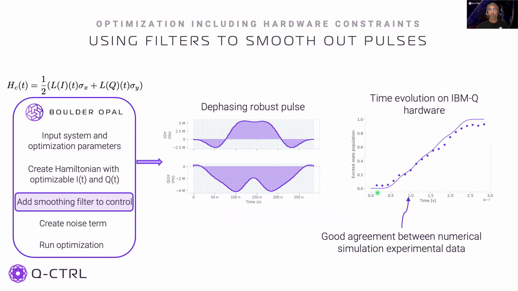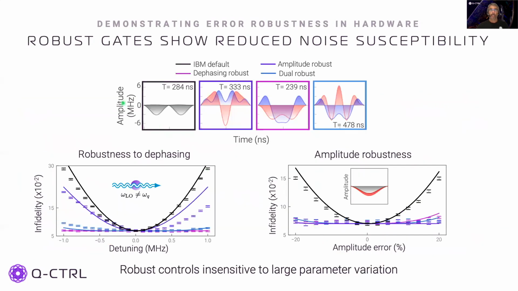Now that we have pulses that are behaving as expected in the hardware, it's time to experimentally demonstrate their robustness. In this slide, we have the default IBM pi pulse and 3 robust pulses designed to be robust to amplitude noise, dephasing, and to amplitude and dephasing simultaneously. To show robustness, we run the experiment as before and measure the excited state population at the end of the gate. In the left figure, we plot the gate infidelity as the detuning between the qubit and the local oscillator varies. The pulses that were designed to be robust against dephasing are insensitive to detuning, as indicated by the flat response. For the default pulse, on the other hand, the infidelity quickly increases as one departs from the central point in the graph.